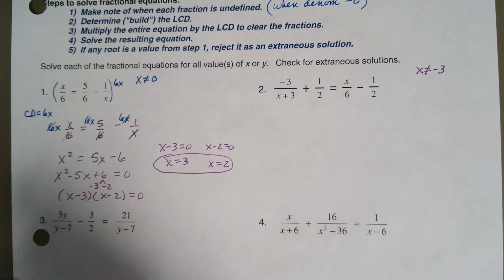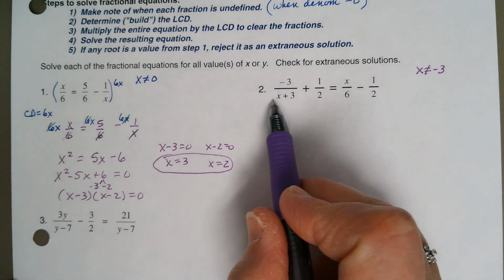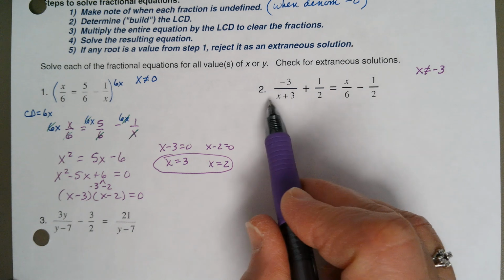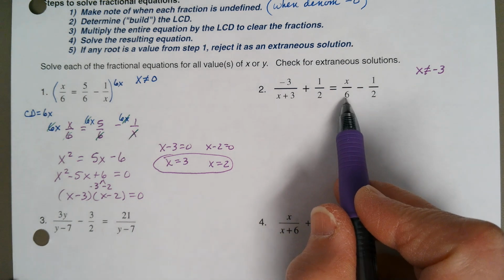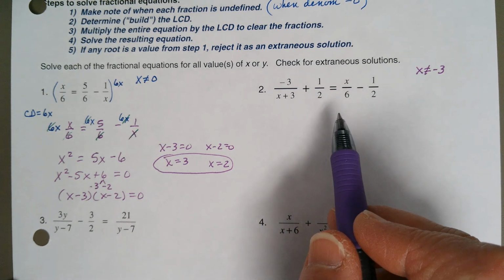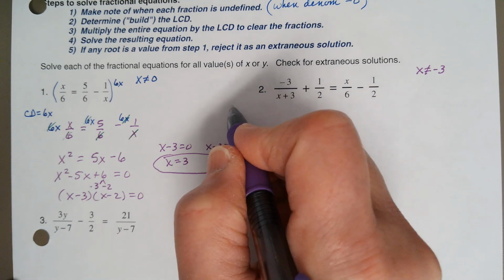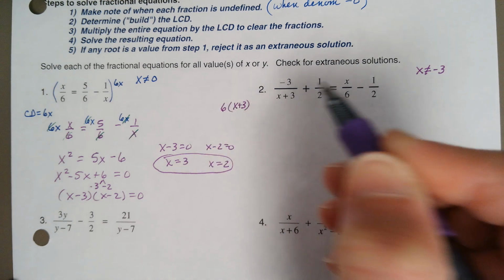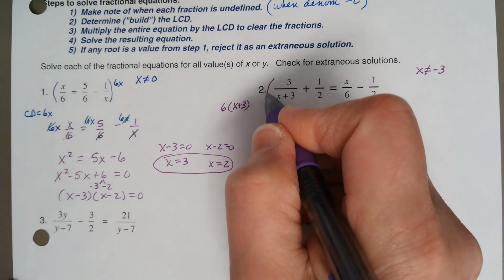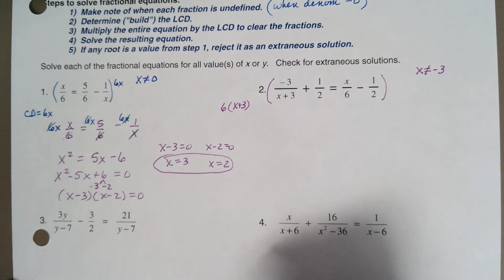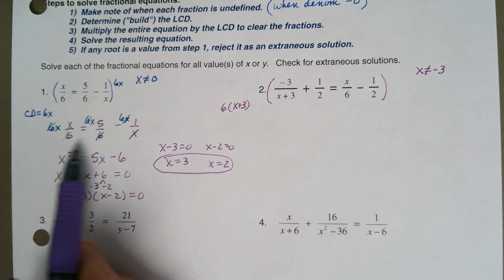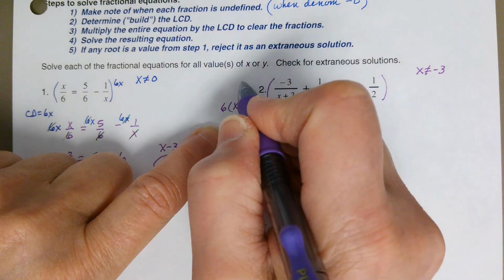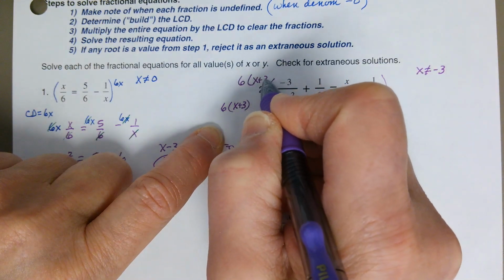Now, what is our least common denominator? We need the x plus 3. 2 does go into 6, so we need an x plus 3 and 6. That's going to be our least common denominator. We put parentheses around our entire equation. And now I'm not going to write out this step here, but rather think of it this way. Taking 6 times x plus 3.